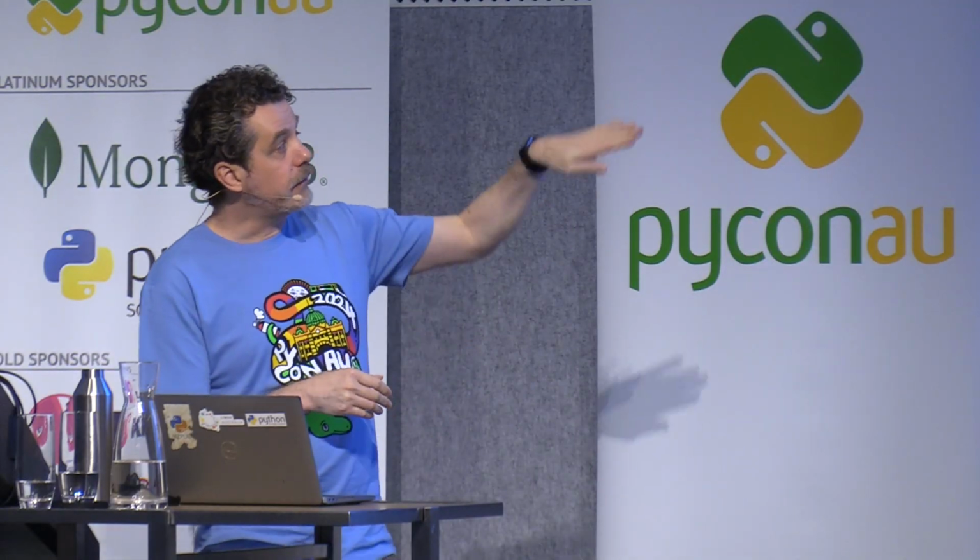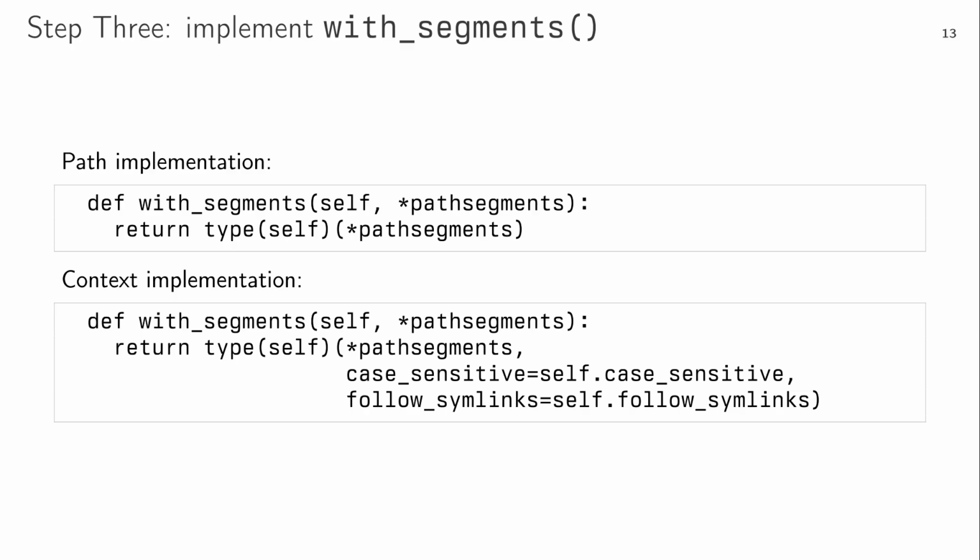It grabs self, asks me what the type of self is, and in path, that answer is path, and then it passes along those path segments to its own class. So it's calling init again, essentially. So my context path implementation, very, very similar, does exactly the same thing, but just passes those flags along. So I'm doing exactly the same thing as the original path class, but I'm just passing my context flags along.